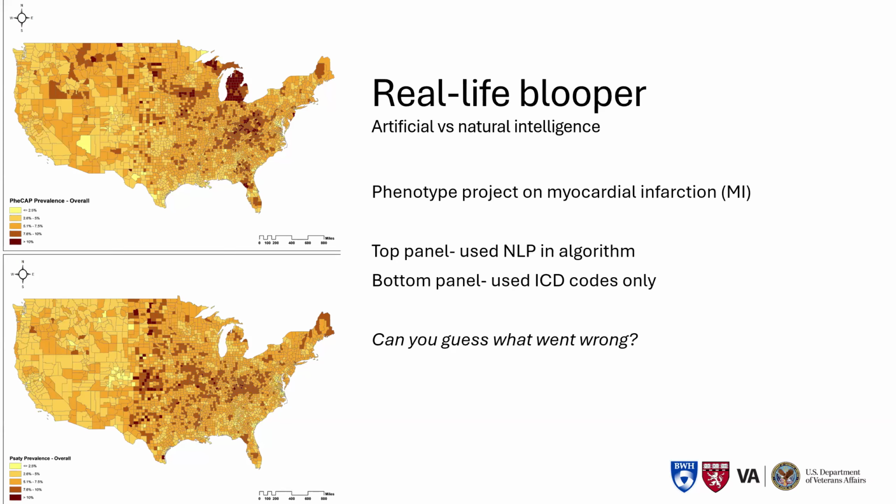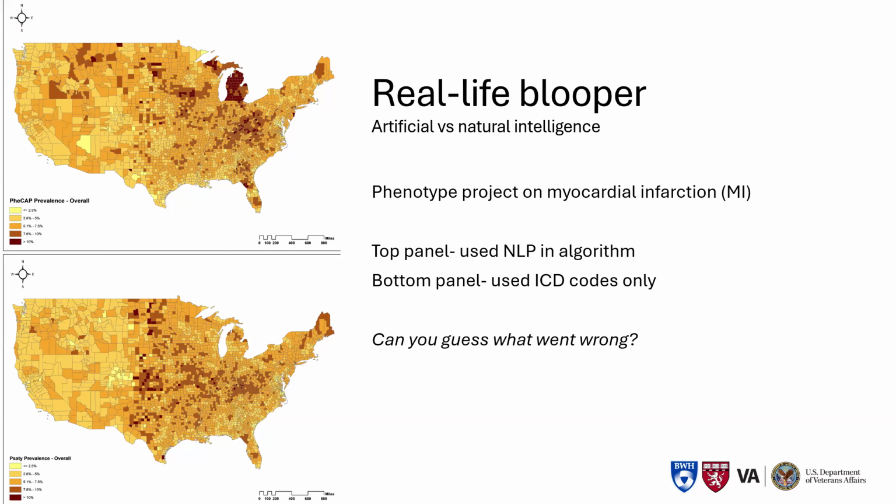So for those of you who are good on your US geography, you'll notice that on the upper panel, there's something going on with Michigan. The prevalence of MI is much higher in Michigan than the rest of the country. And as some of you may have guessed, the reason for that is that the abbreviation for Michigan is also MI. While we tested the algorithm in multiple institutions and places around the country before taking it to the nationwide VA, we did not have Michigan in there.